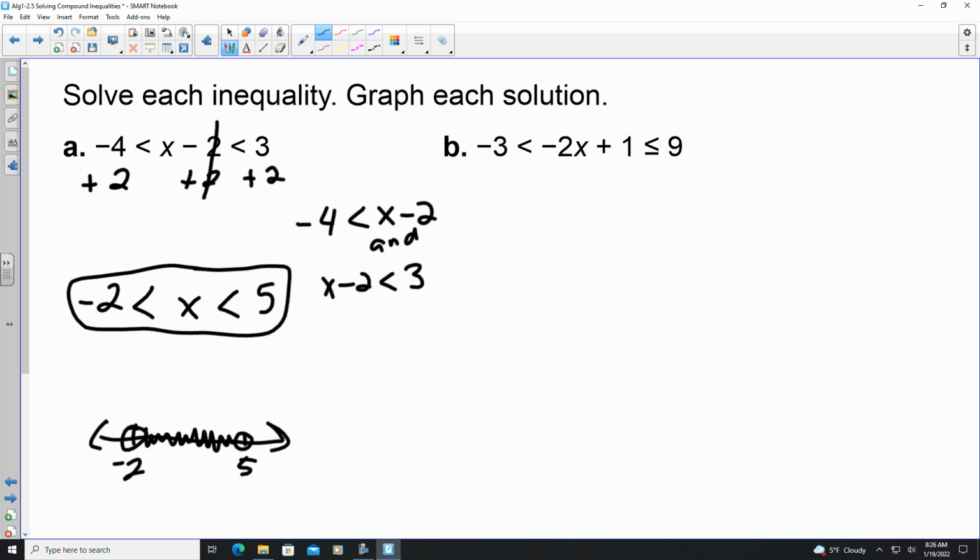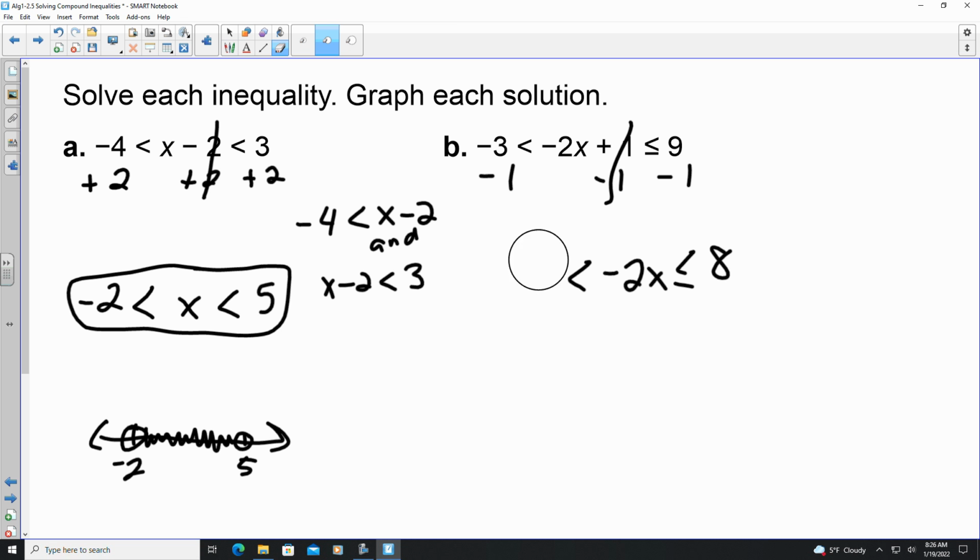Looking at B, we have to do probably a couple things because it looks like it's multi-step. So I'm going to subtract 1. Not only am I going to do it here, but I'm also going to do it there. So canceling out here, I got negative 3 is less than negative 2x, which is less than or equal to 8. Oh, nope, sorry, that's wrong. My bad. This would be negative 4.